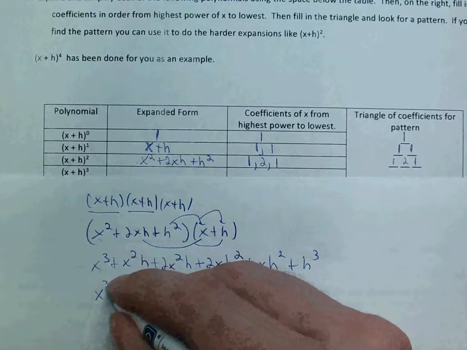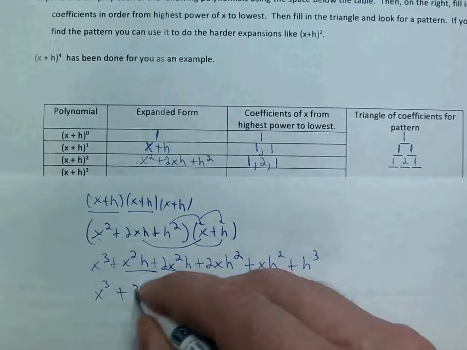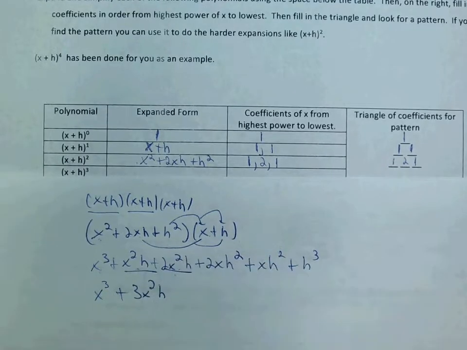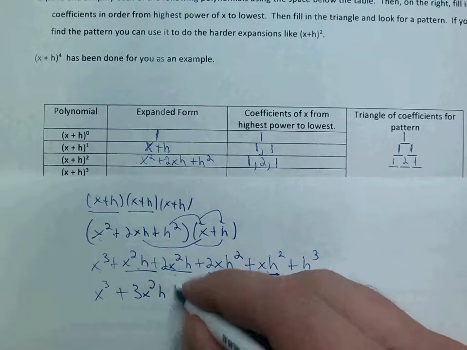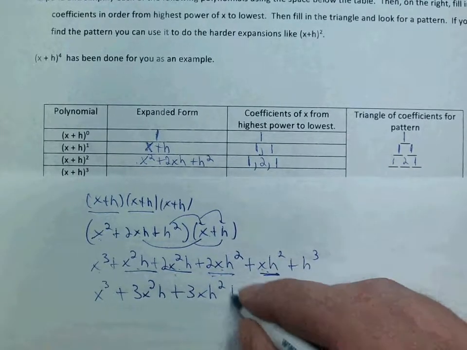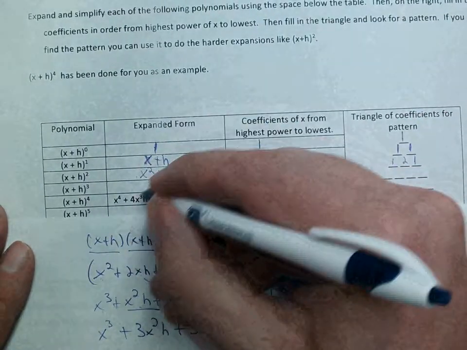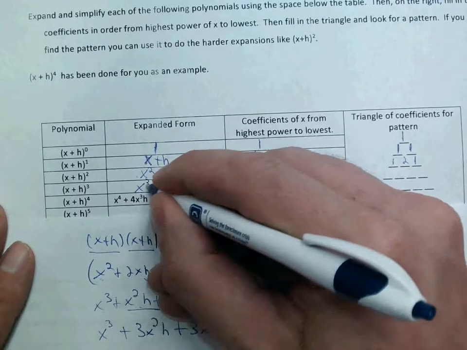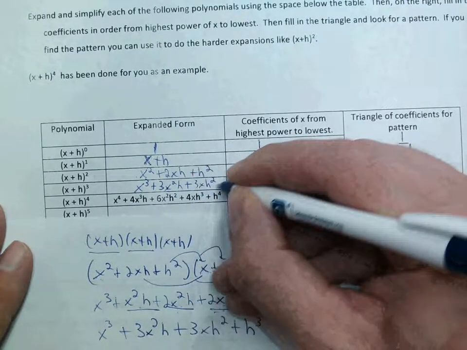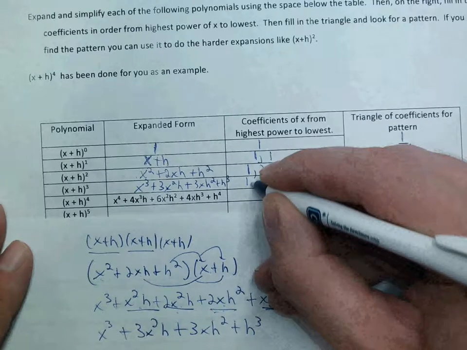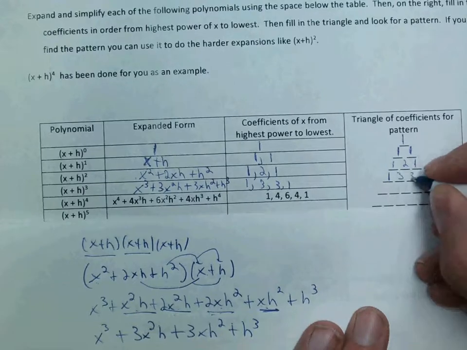x cubed has no common terms. x squared h does have like terms. We have 3 x squared h's, one of them here and 2 of them here. xh squared are these two terms. So we can add 3 xh squareds, 2 here and 1 here. And then h cubed has no common term. So this is our expanded form. It's going to be x cubed plus 3x squared h plus 3xh squared plus h cubed. Our coefficients are 1, 3, 3, and 1. And so we're going to put that in our triangle.